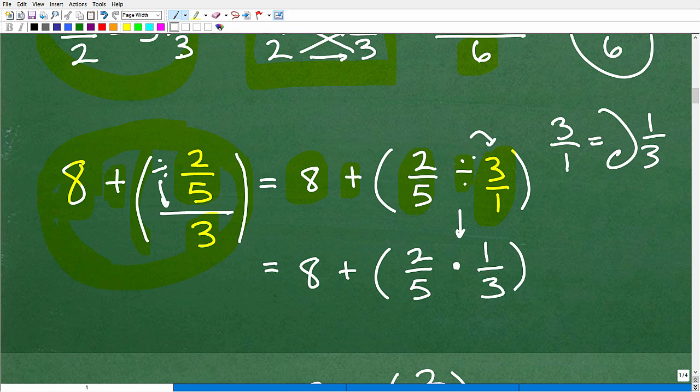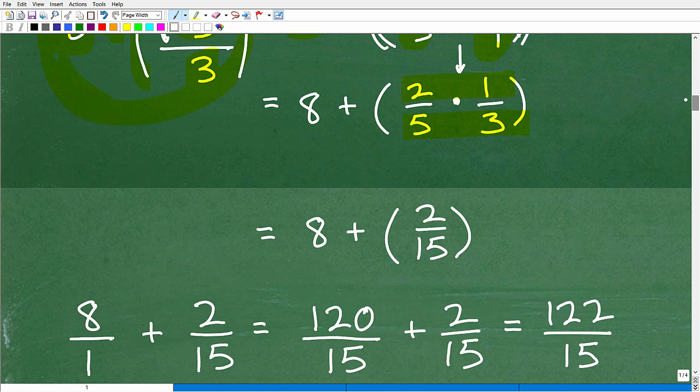Okay, now I need to know how to multiply fractions. And how do you multiply fractions? Well, we're going to multiply the respective numerators and denominators. Now, notice I'm working inside these parentheses. Parentheses are what we call grouping symbols, and you always need to work on what's inside parentheses first before you do anything on the outside. So that's why I'm focused there. We'll deal with this 8 here in a second.